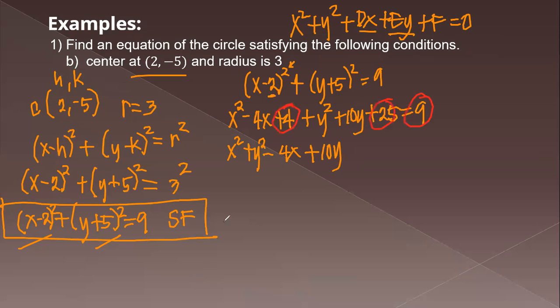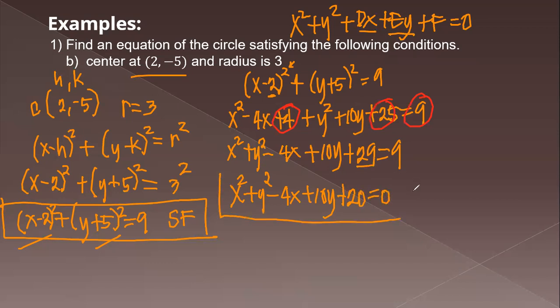We have 4 plus 25, so that is 29 equals 9. Okay, transpose natin si 9 sa left side. So we have x squared plus y squared minus 4x plus 10y. What is 29 minus 9? So that is 20 equals 0. So this is our general form.